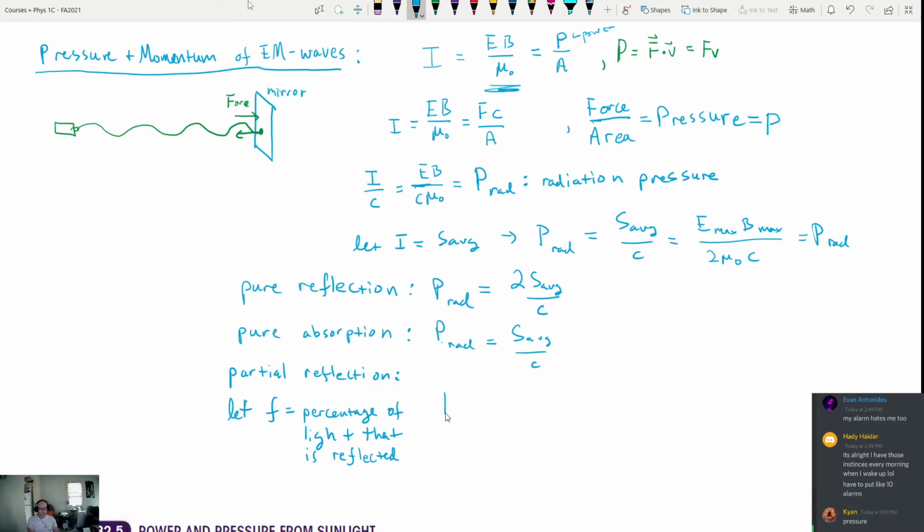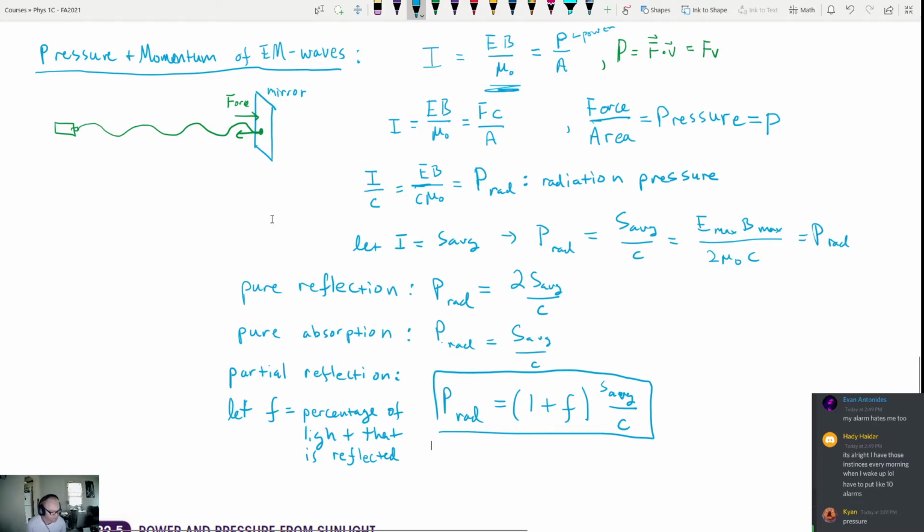In this case, your radiation pressure for the general form, I believe, is going to be something like 1 plus F times S average over C. So that's the general expression. And we have the problem we can do right here. Anyone have any questions about radiation pressure?